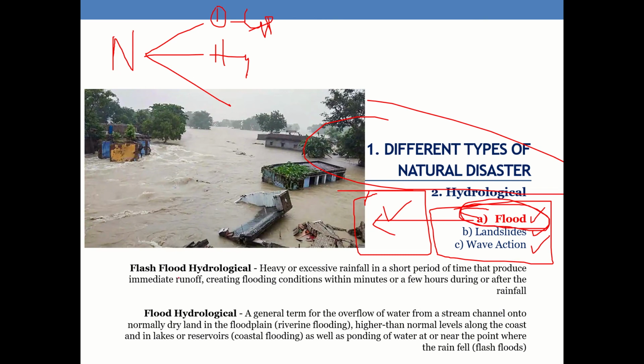So broadly what you can remember is there are 2 types of floods. One is called flash floods, and the other one is hydrological flood. Flash flood is also called pluvial floods. Maybe we'll discuss it a little later, but just remember that there are 2 types of floods, flash floods and hydrological floods. What is flash flood?